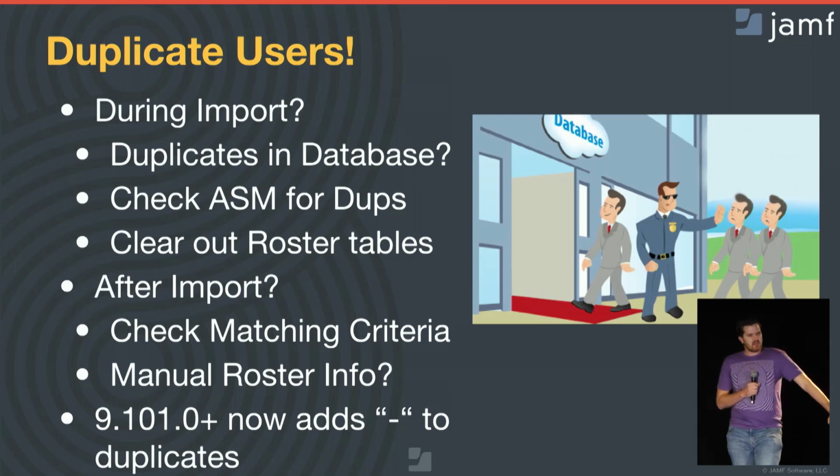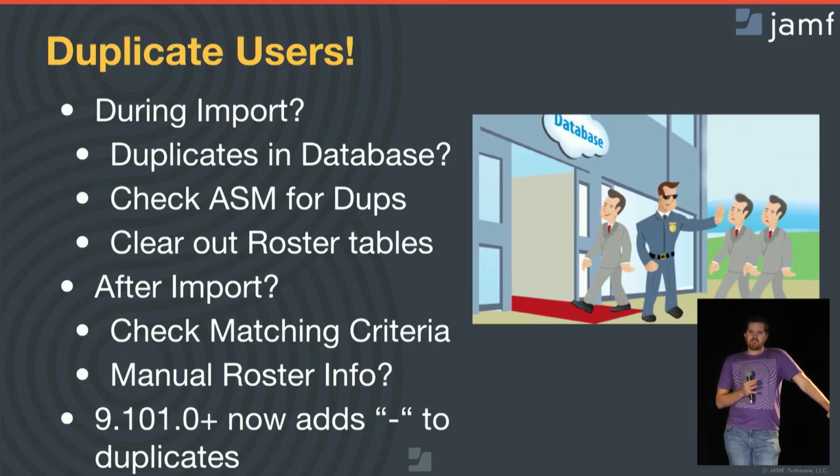And then the other thing is check Apple School Manager for duplicates, because if you're importing from Apple School Manager and you have duplicates there, you may have those over in Apple School Manager as well. So you want to check over there and see if you have two of all your users or just the ones that are showing up. Clearing out roster tables is something we might have to do if you have duplicates in the database. I'm going to go over that a little bit on the next slide as well.